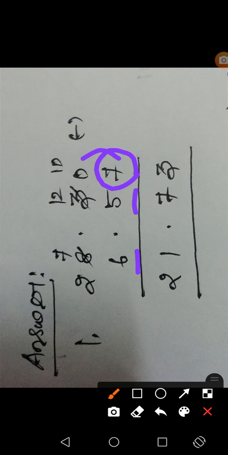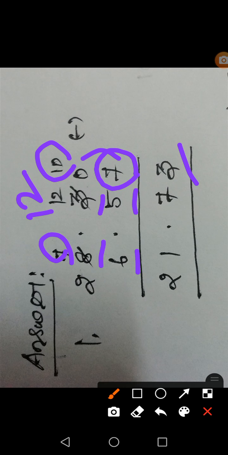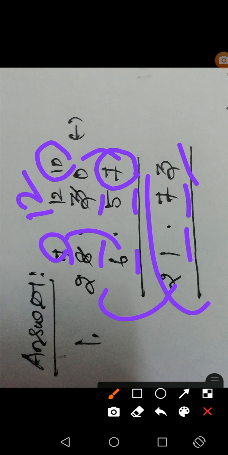0 minus 7 is impossible, so you borrow, and this becomes 10. The remaining number is 2. 10 minus 7, 3. 5 subtracted from 2 is impossible, so we borrow again from the number in front. This becomes 12, and the remaining here is 7. 12 minus 5, 7. 7 minus 6, 1. And the 2 remains, so 21.73 is the solution.